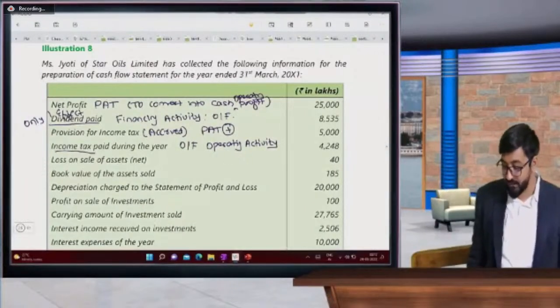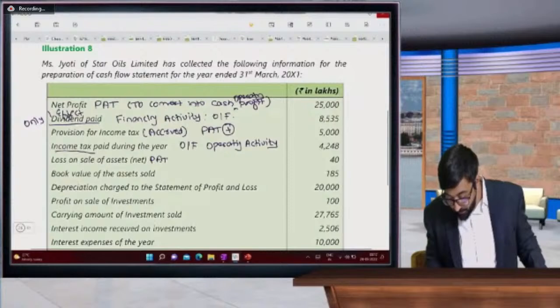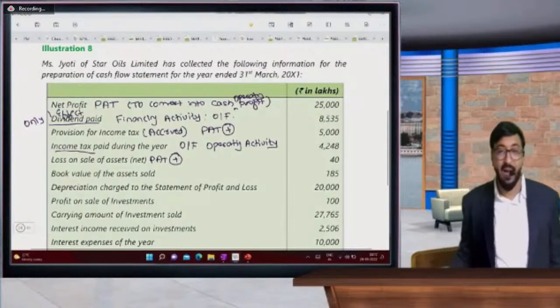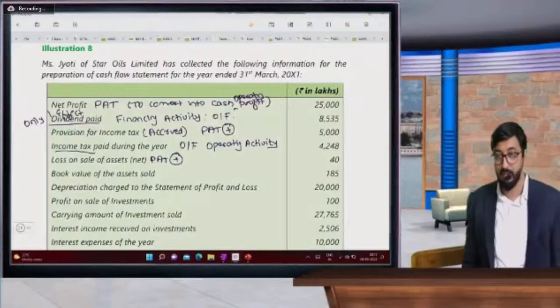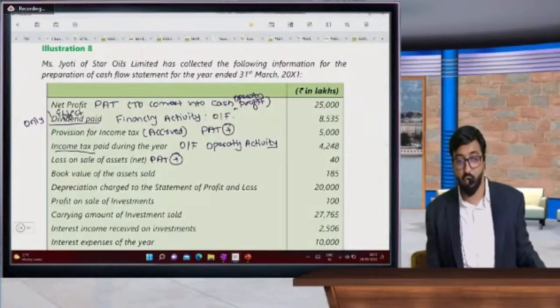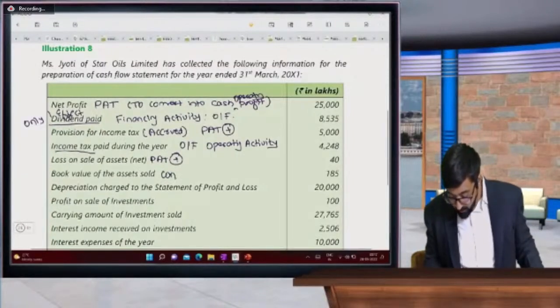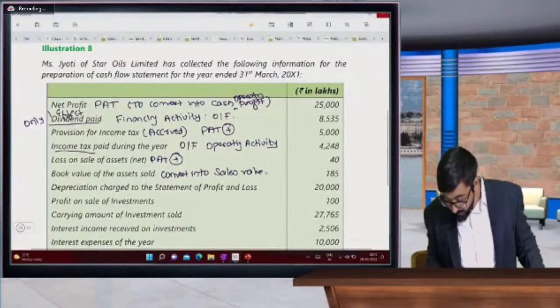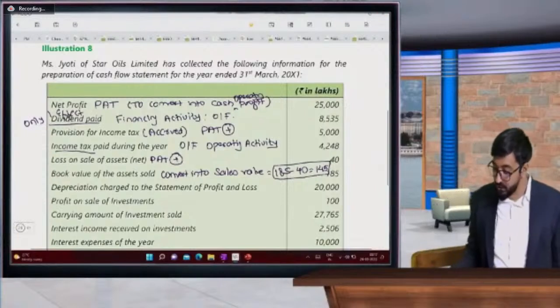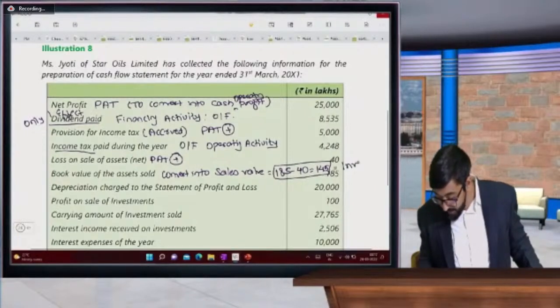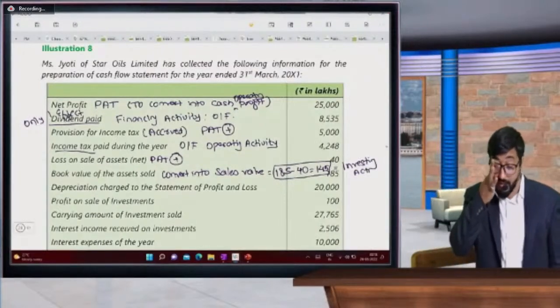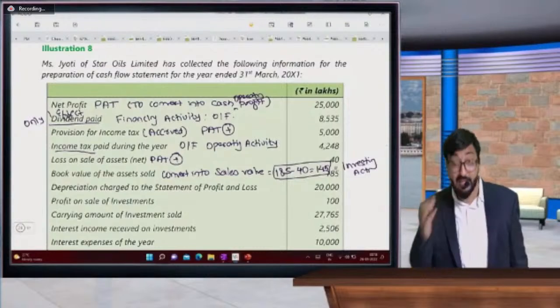Loss on sale of asset. Add back to PAT. Yes, because we don't want this loss on sale. And book value, convert into selling price. Convert into sales value. 185 minus loss, so 145. Yes, convert into sales value 145. And this is investing activity. Whether you consider book value or sales price, we will consider sales price.